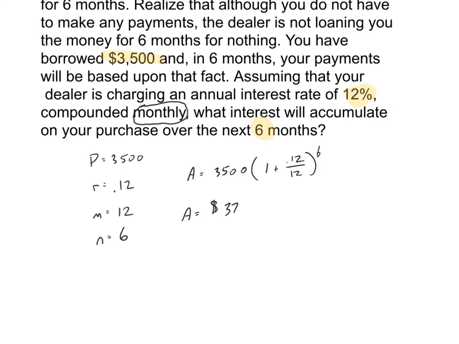is $3,715.33. So over those 6 months, I didn't make a single payment because they told me I didn't have to, and I now owe $3,715.33. So how much interest has accumulated over those 6 months? Well, if we take that $3,715.33, subtract out the $3,500 that we borrowed, it cost me $215.33 in interest just to let that account sit and do nothing for 6 months.